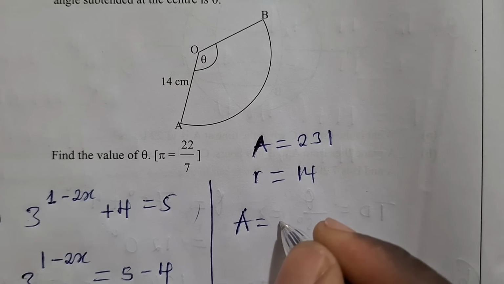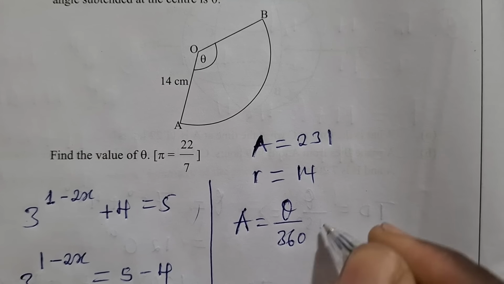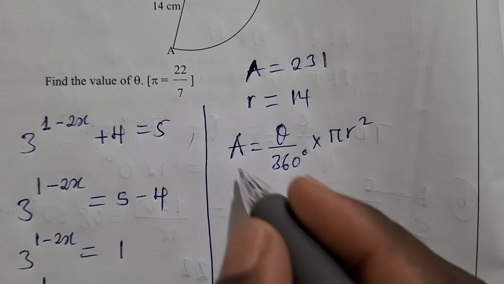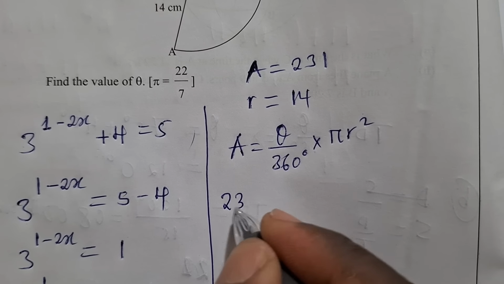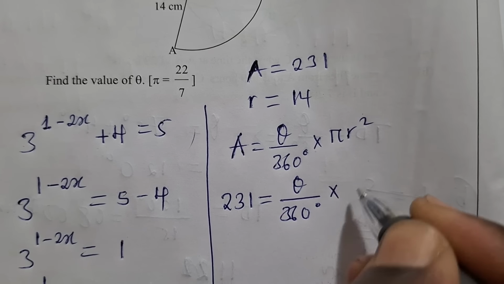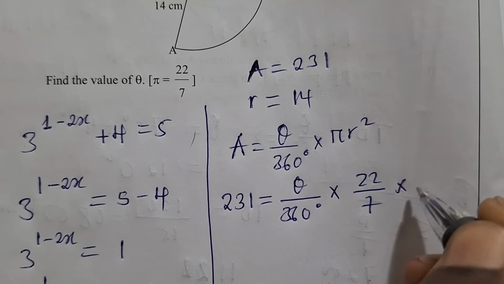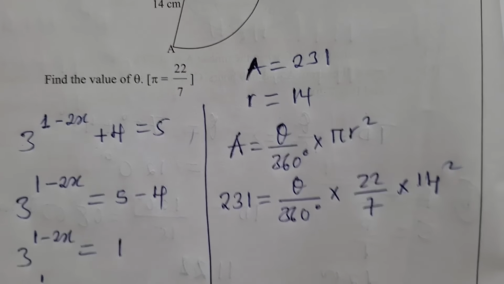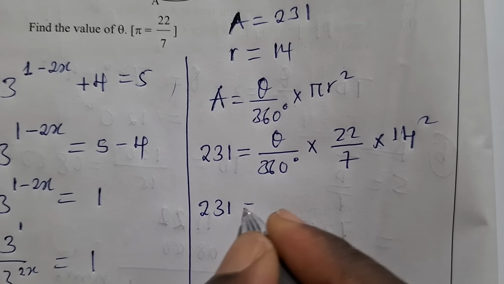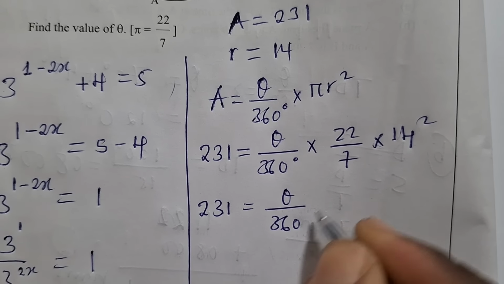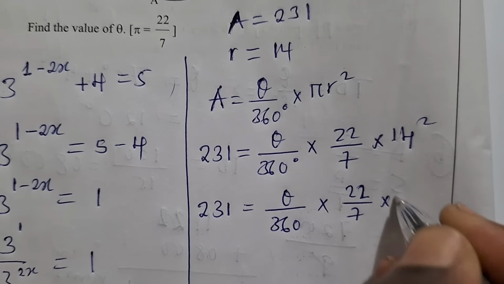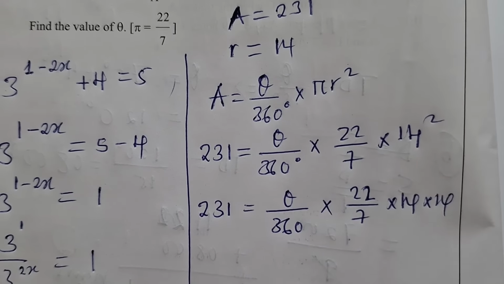So area is equal to theta over 360 degrees times pi r squared. This is the formula. So what is our area? It's 231, which is equal to theta over 360 degrees times 22 over 7 times 14 squared. So we start simplifying. That's 231 is equal to theta over 360 times 22 over 7 times 14 times 14.